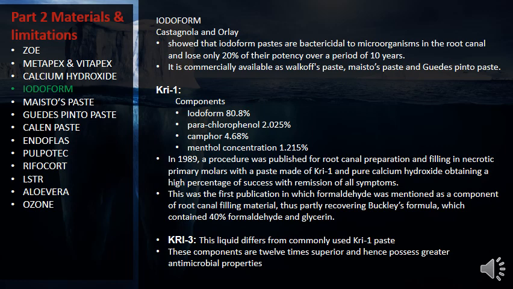In 1989, a procedure was published for root canal preparation and filling in the necrotic primary molar with a paste made of KRI and pure calcium hydroxide, obtaining a high percentage of success with remission of all symptoms. This was the first publication in which formaldehyde was mentioned as a component of root canal filling material, thus partly recovering Buckley's formula, which contained 40% formaldehyde and glycerin. KRI3. The liquid differs from the commonly used KRI1 paste. These components are 12 times superior and hence possess greater antibacterial activity.